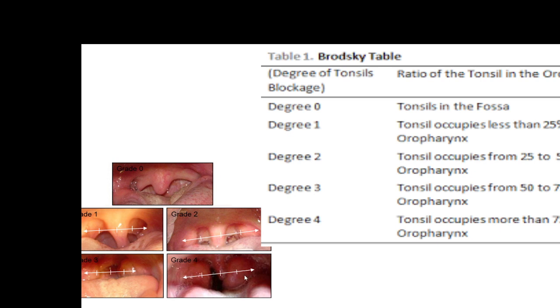Now, these degrees of tonsillitis would have some importance in the prediction of the prognosis and the outcome also.